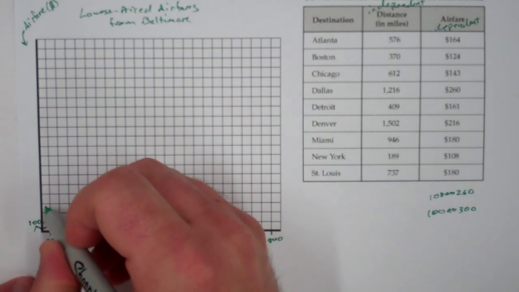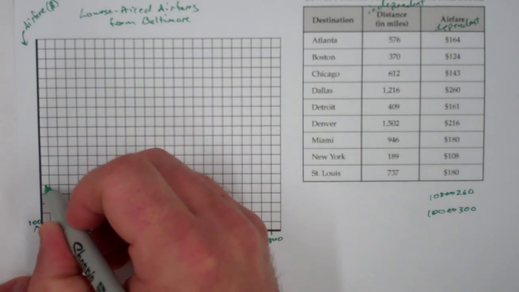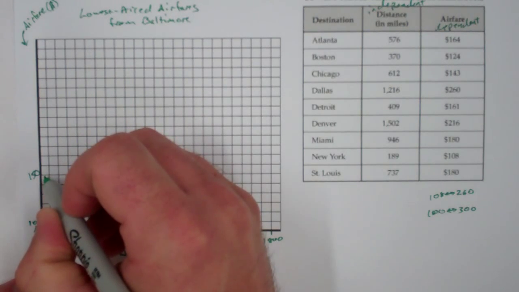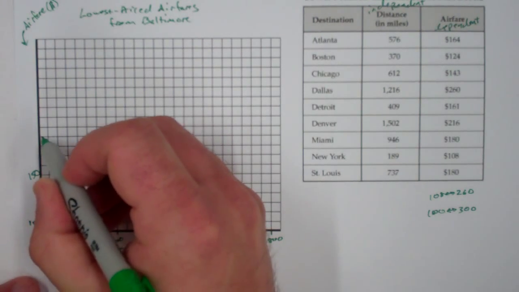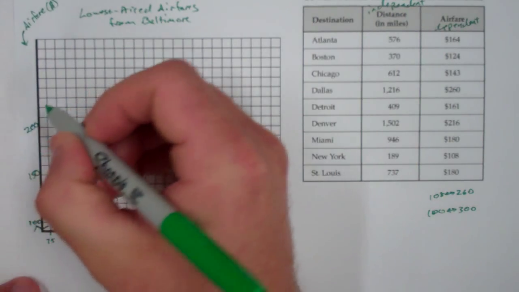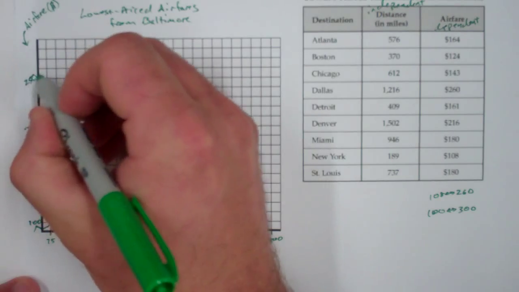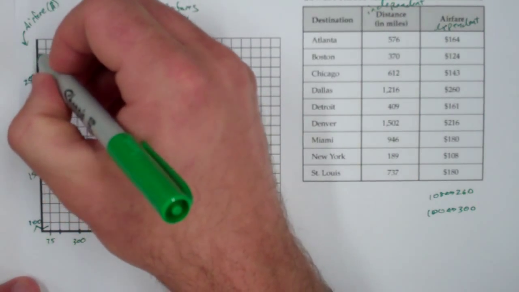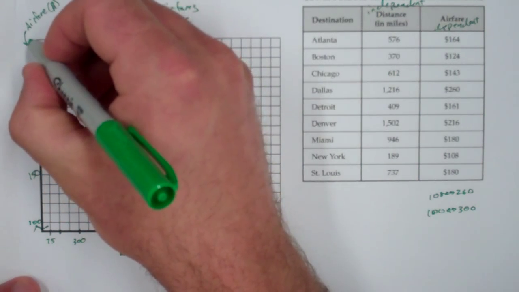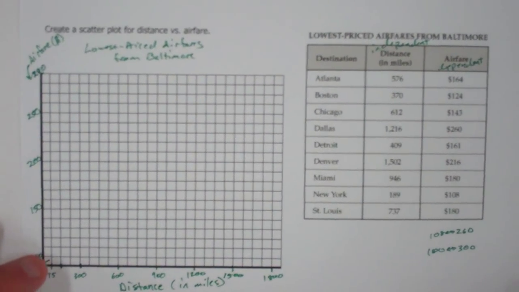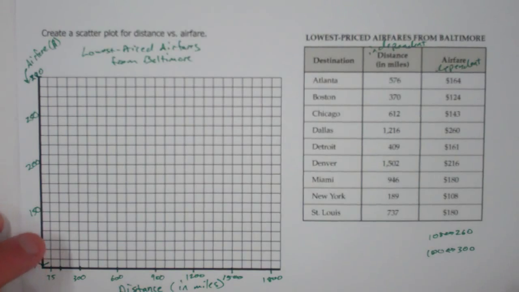So this would be 110, 120, 130, 140. This will be 150. Every 5 boxes then would be 50, so we'll go 1, 2, 3, 4, 5, and we've got a 200 up there. 1, 2, 3, 4, 5, that's 250. And this top value then actually is not 5 boxes, so it won't be 300, it'll be 290 right here at the very top. Okay, so now we've got a nice scale that we're using.